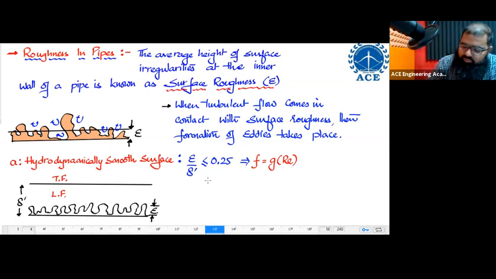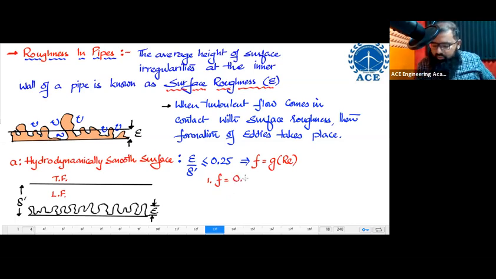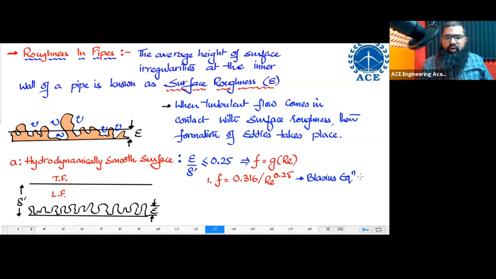Over here, you are supposed to memorize two formulas. The first formula, you have actually used the day before yesterday: f is equal to 0.316 divided by Re power 0.25. This is known as the Blasius equation. But this formula is valid only if Reynolds number is less than or equal to 10 power 5.